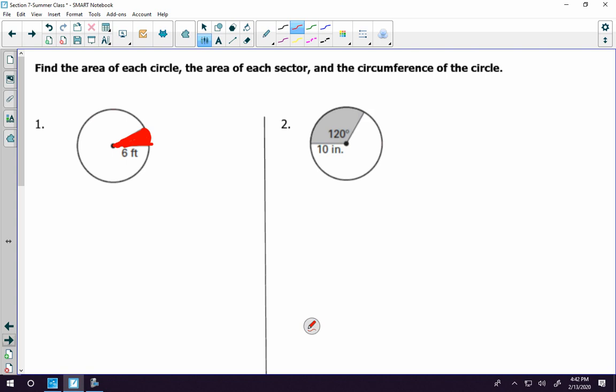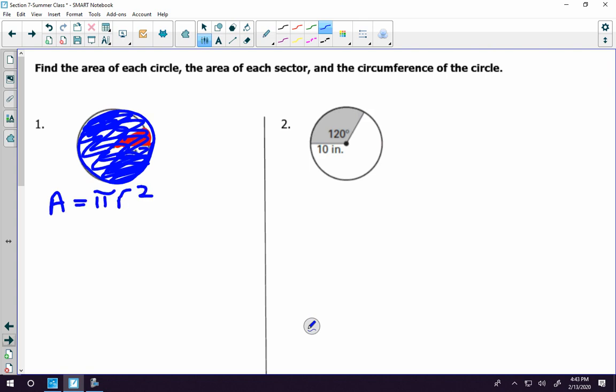What I want you to understand is what's really happening is that first and foremost, we just learned how to find the area of the whole circle using area equals pi r squared. So the area of this sector, which is in red now, is definitely a fractional amount of the total area in blue. So once we find the area of the circle, we can then multiply that by some fractional amount to find the area of the red piece, known as the area of the sector.